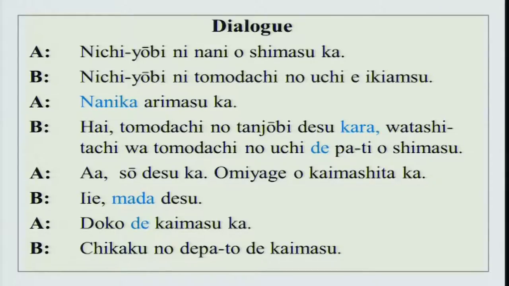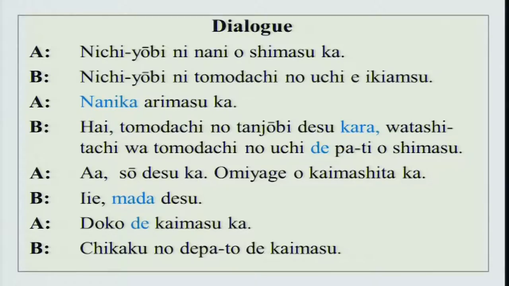So, well, there are a few things which are new to you over here. This is a conversation between A and B. I'm sure this is understood. Nichiyobi ni nani o shimasu ka? What are you going to do on Sunday? Nichiyobi ni tomodachi no uchi e ikimasu. On Sunday, I will go to my friend's house. Nani ka arimasu ka? Is something over there?